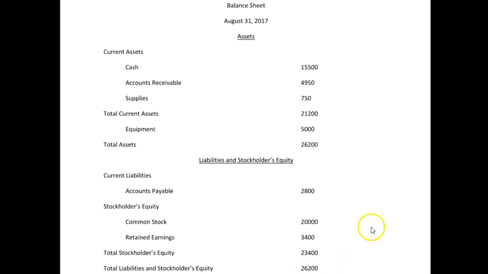And we have to remember that on the balance sheet, the total assets must equal the total liabilities and stockholders' equity to be in accordance with the accounting equation. And that's it. I hope this video was easy to explain and demonstrate for everybody in the class. Thank you so much.